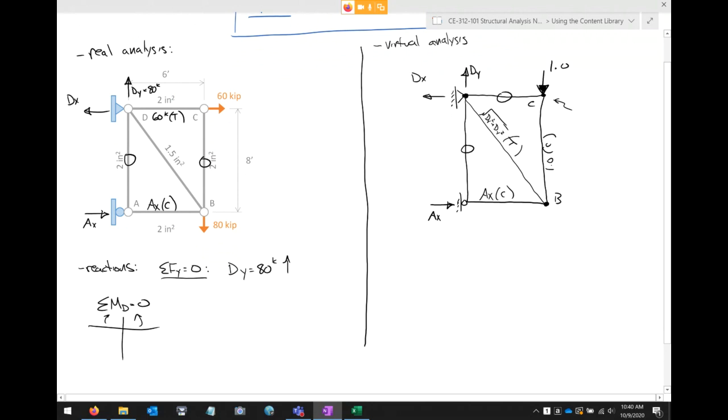So if I sum moments at D, I don't have to consider dx, I don't have to consider dy, I don't even have to consider the 60 kips. That makes my life pretty easy. In fact, all I have to consider is the 80 kips times 6 feet, and then I got the ax at a moment arm of 8 feet. So ax is going to equal what?